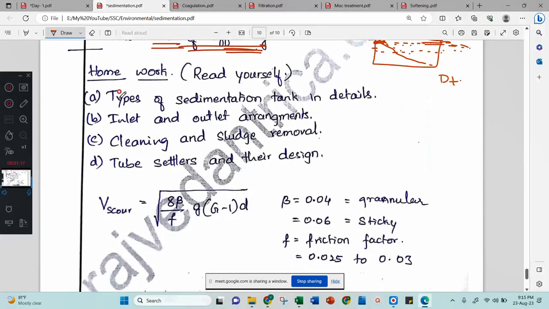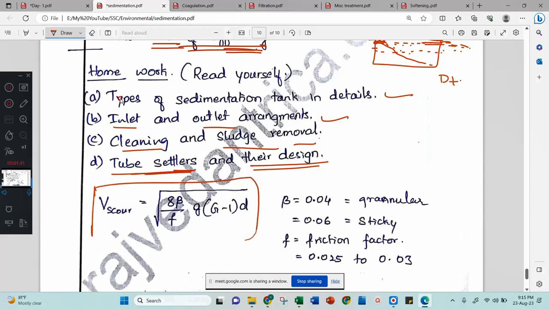This homework is given. If you have time you can go through it. That is the types of sedimentation tank in detail, and inlet and outlet arrangements, how it is there. This is actually for descriptive type answers. Cleaning and sludge removal, how they will remove the settled particles. And tube settlers, like that we have some other settling, and their design you can go through.